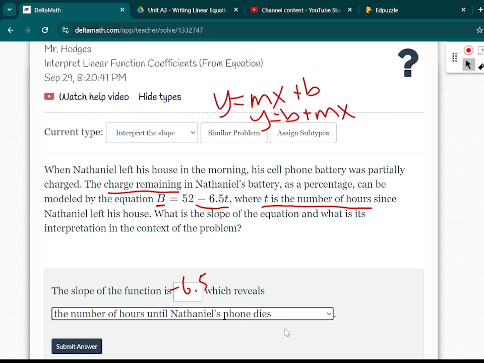Interesting. That's not going to be it either because t is the number of hours. We'd probably have to solve this equation for t to figure out how many hours it would take. And then the percent charge that his phone loses each hour. Now again, we have our keywords each hour or per hour, and this one is talking about losing. This one is negative. So that's going to be our answer for this one.